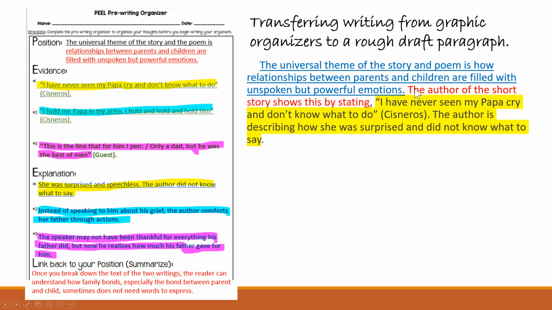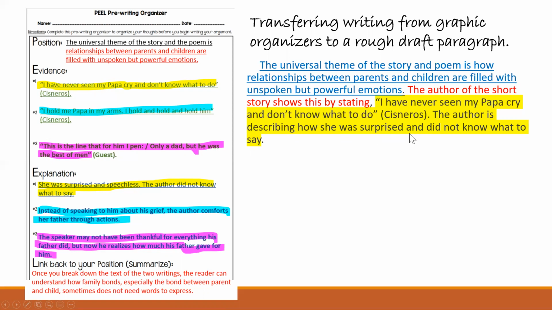You could say in the short story, Cisneros says, you could do that either way, but this is typically the way that it kind of stands out a little more because the parentheses stand out. And then following that, we have our explanation sentence, okay? The author is describing how she was surprised and did not know what to say. It's not word for word what was over here. I changed it up a little bit.